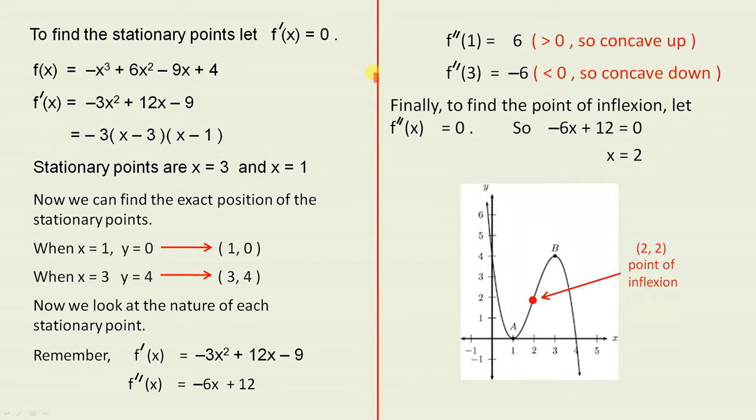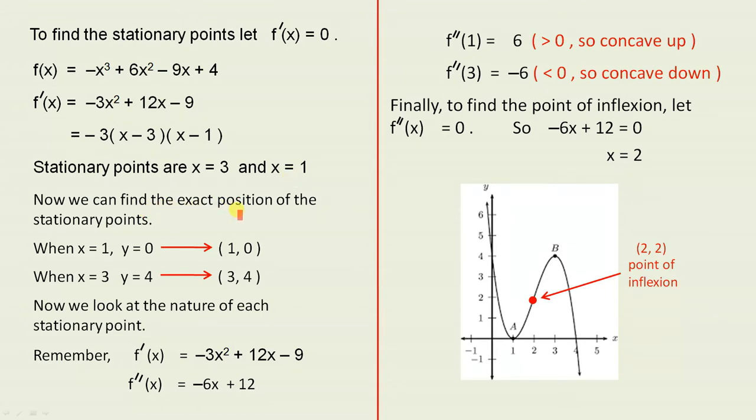To find the stationary points, let f dashed x equal 0. Now remember, f(x) was this. f dashed x is this. Take the negative sign out and factorize. So the stationary points occur when x equals 3 and when x equals 1. Remember, the first derivative has to be 0. That's how you find the stationary points. So we let that expression there be 0, so x can be 3 or 1.